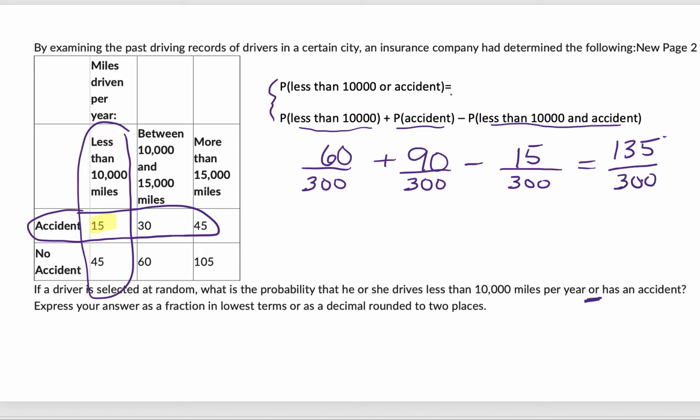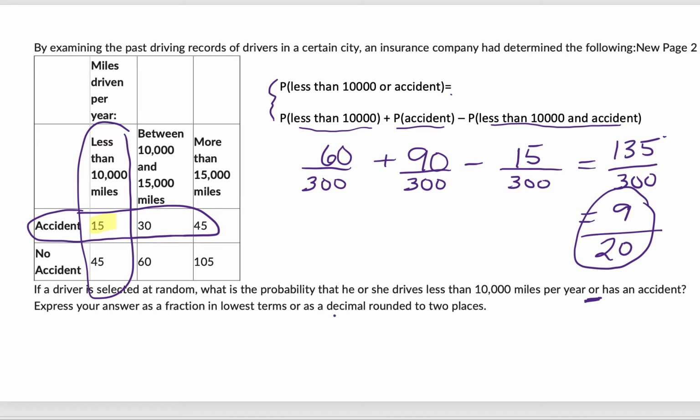We need to reduce both of those fractions. So let's see, they both reduce by, let's see, maybe by 15? Yeah. All right, so 135 divided by 15 is 9. 300 divided by 15 is 20. Okay, so there's my fraction reduced to lowest terms.